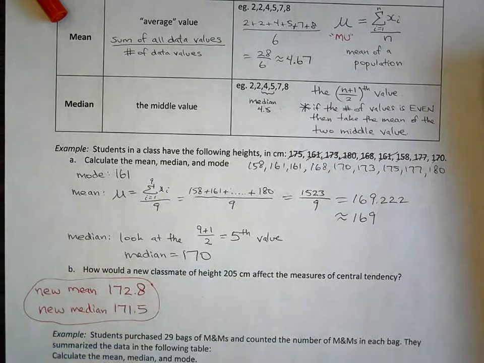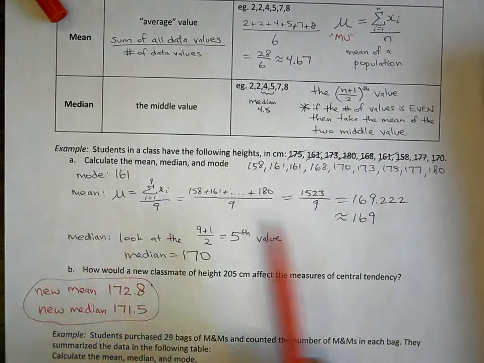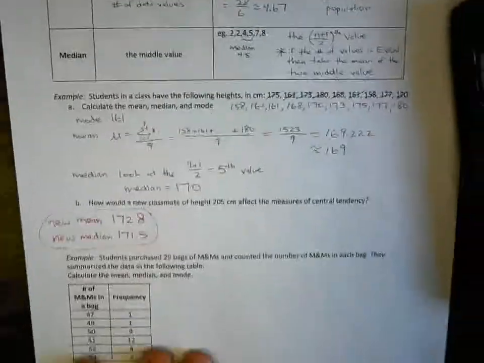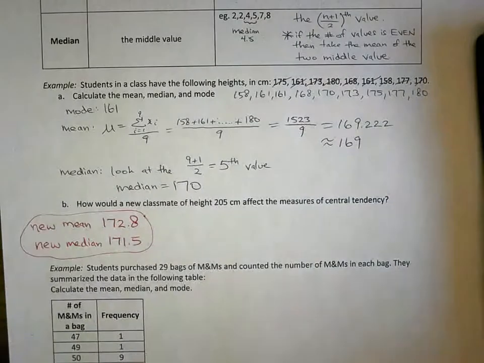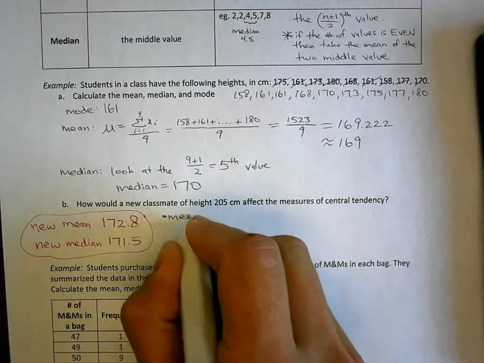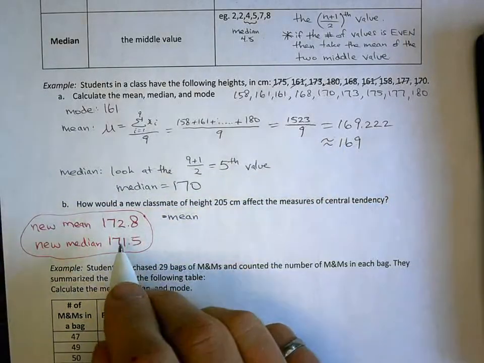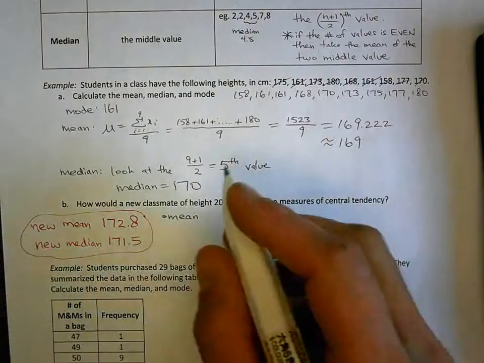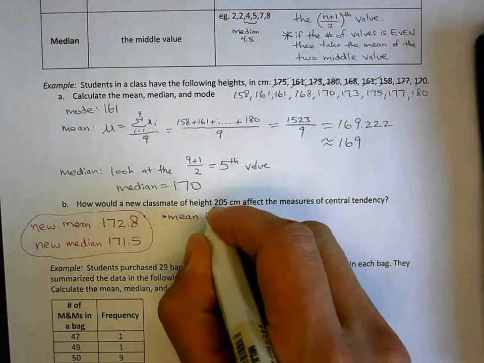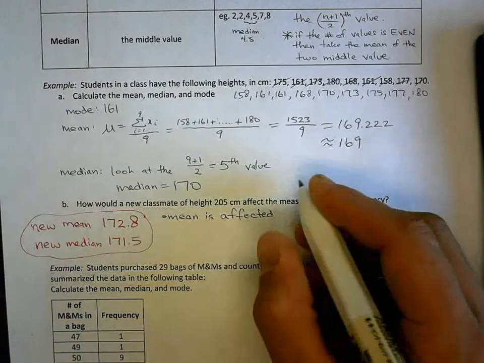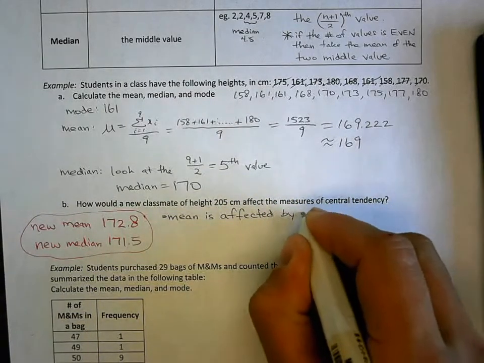Okay, so what do you notice? The mean went from 169 to 172, and the median went up a little bit to 171.5. So this shows the pluses and minuses of these different central tendencies. Mean is really affected by the outlier. This one tall guy really skews my number. I'm going to remember this as a really tall class, even though it's really just skewed by this one tall person. So mean is very affected by outliers.